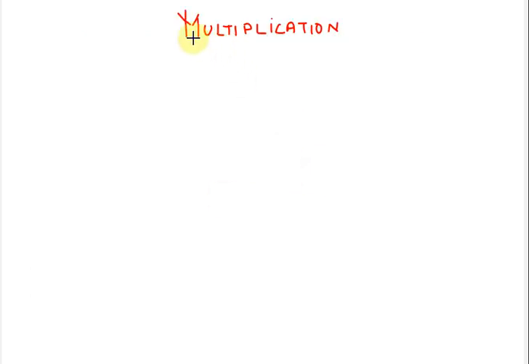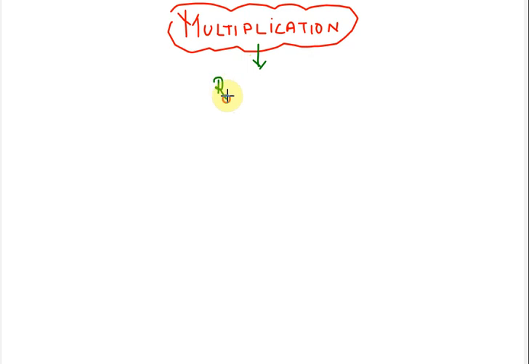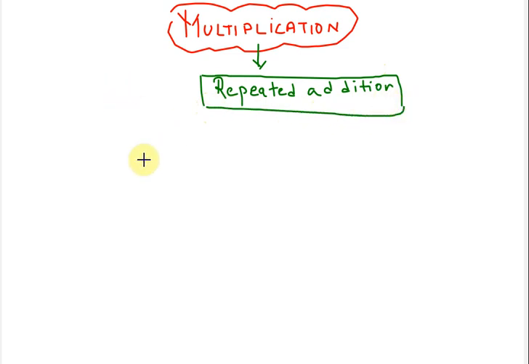So this term multiplication, if we simplify it, is actually known as repeated addition. It is repeated addition. From this term we will be learning the concept of multiplication. Remember that multiplication is repeated addition. Now let us take an example to clear the meaning of it.